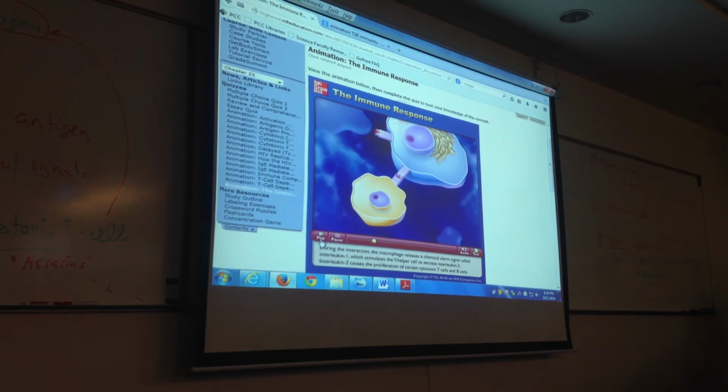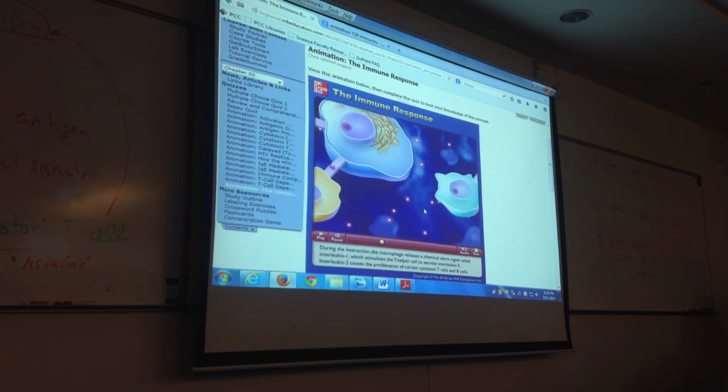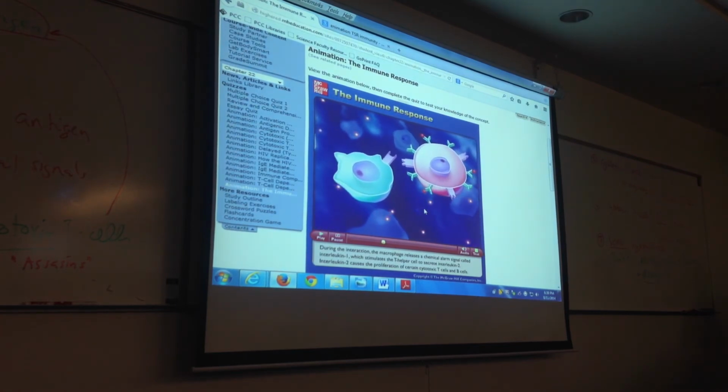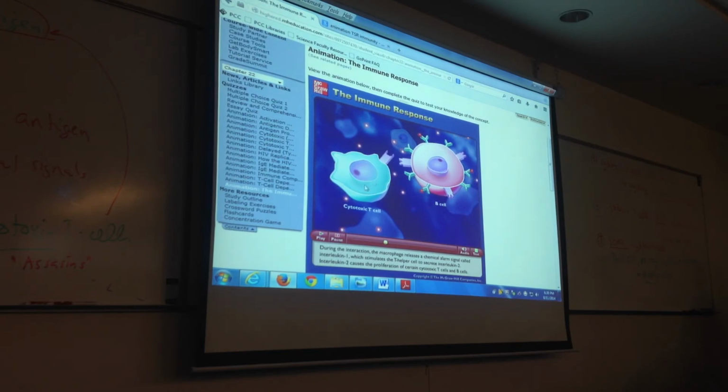During the interaction, the macrophage releases a chemical alarm signal called interleukin-1, which stimulates the T helper cell to secrete interleukin-2. Interleukin-2 causes the proliferation of certain cytotoxic T cells and B cells. We'll do the B cells a little bit later, but here are the ones we're looking at.